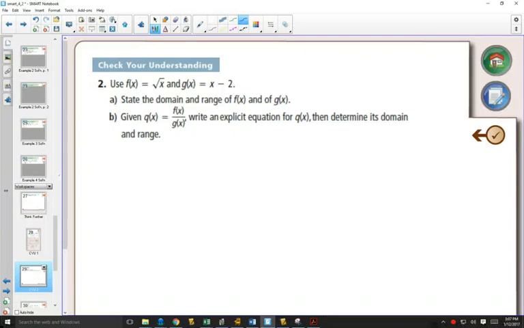So here we have the square root of x and the graph of x minus 2. So one is a square root graph, the other one is a line. Again, we'll color code them, so I'll make g of x blue, f of x in green.